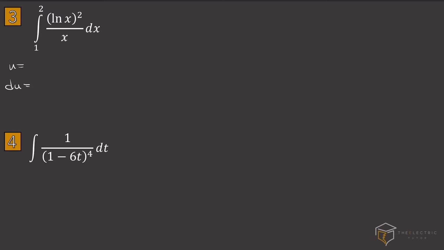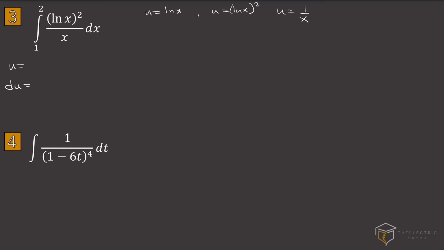Now, what do I pick as my U? I have a couple options here. I can say U equals natural log of x. I could say U equals natural log of x squared. I could say 1 over x, right? Or I could say just the entire thing. Now the entire thing, as I said, is typically not a good option. So let's forget about that one here. Imagine taking the derivative of this. It's not going to be as easy.